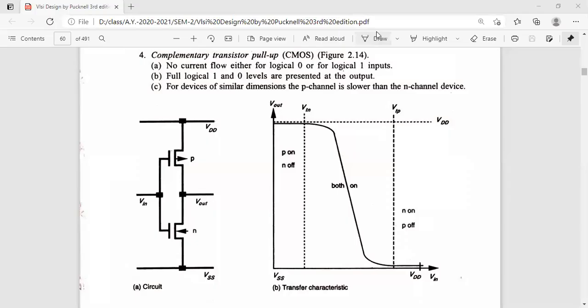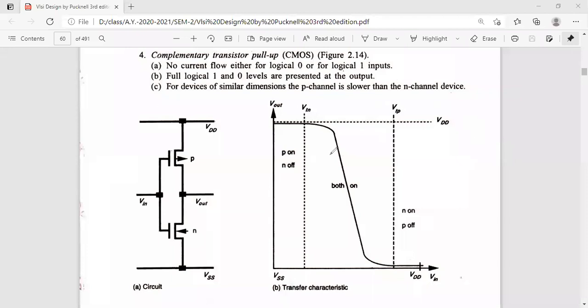Good afternoon, class. In today's class, we are going to discuss the complementary metal oxide semiconductor CMOS inverter, where we have both the NMOS transistor and the PMOS transistor.